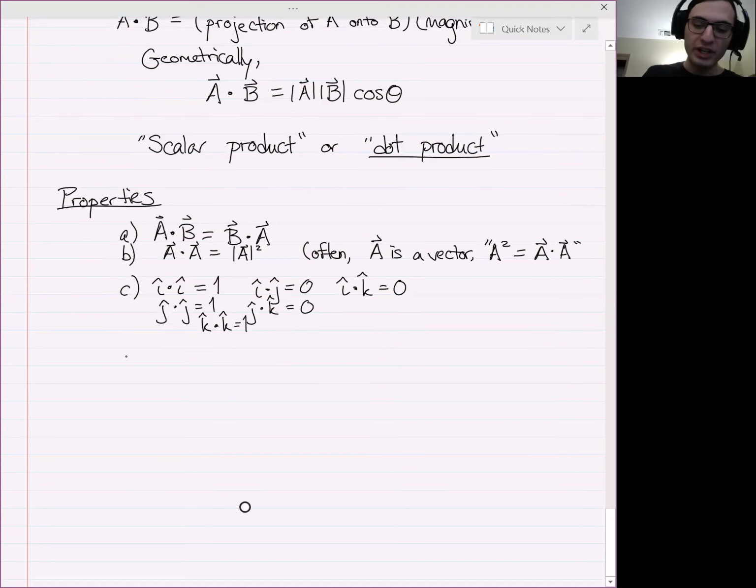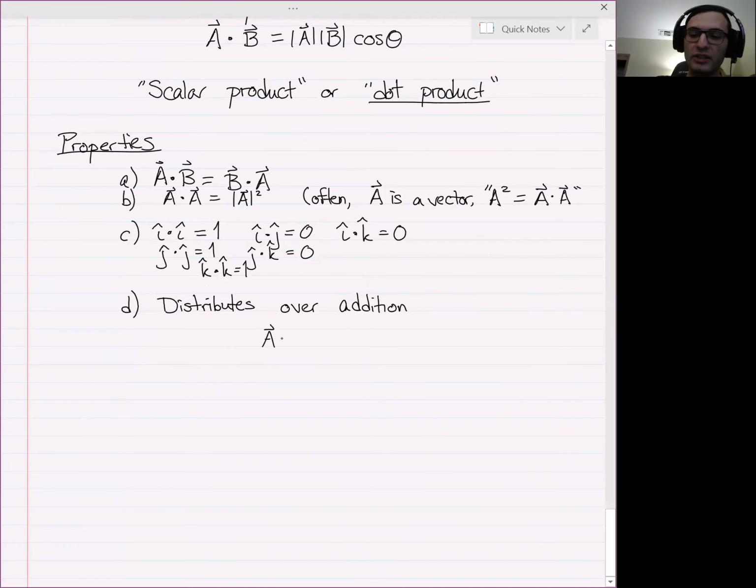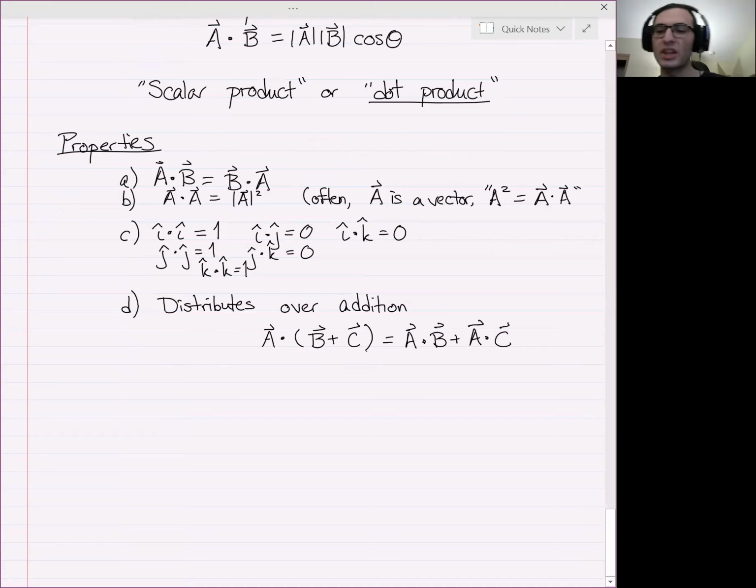Also, a final useful property is that the dot product distributes over addition. Just like how normal multiplication distributes over addition, in fact, that's secretly because normal multiplication is a dot product in a one-dimensional vector space, but throw that aside. Just like normal multiplication, the dot product distributes over addition, meaning if I have a dotted into, say, b plus c, that is a dot b plus a dot c. That's all I mean.